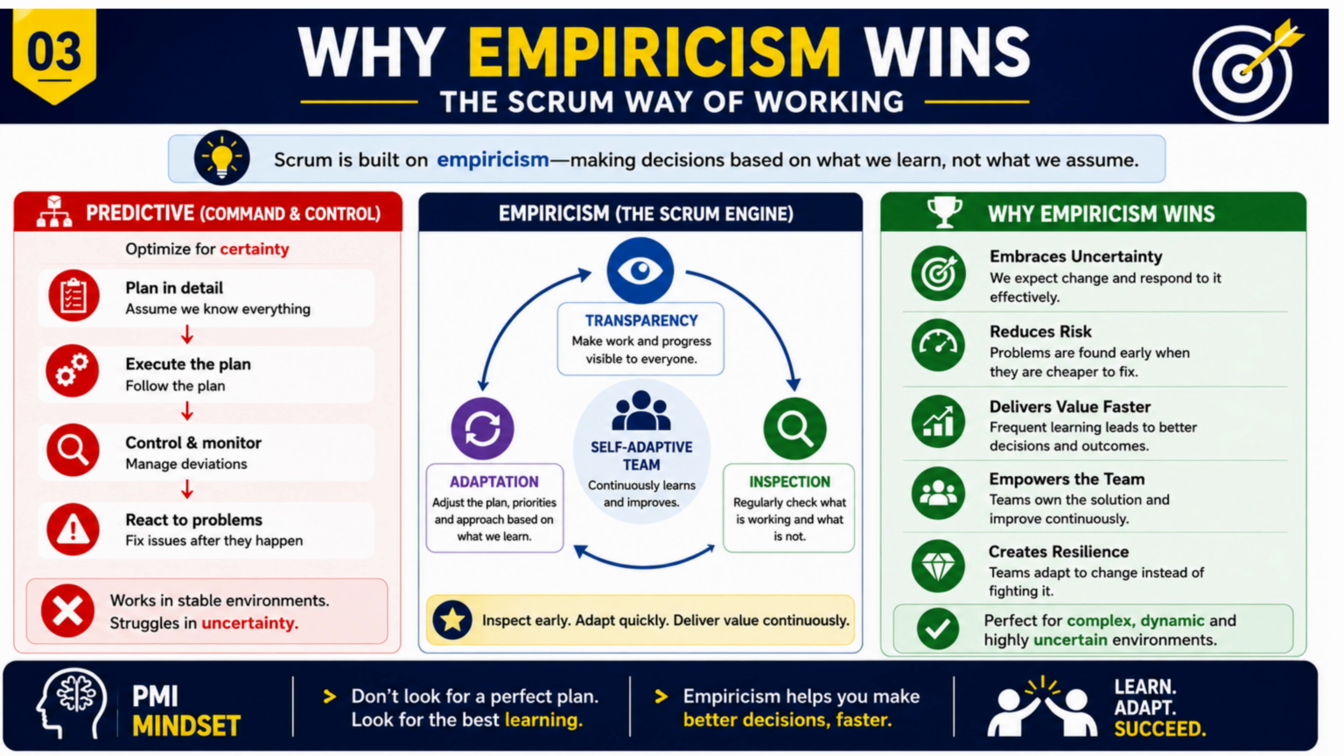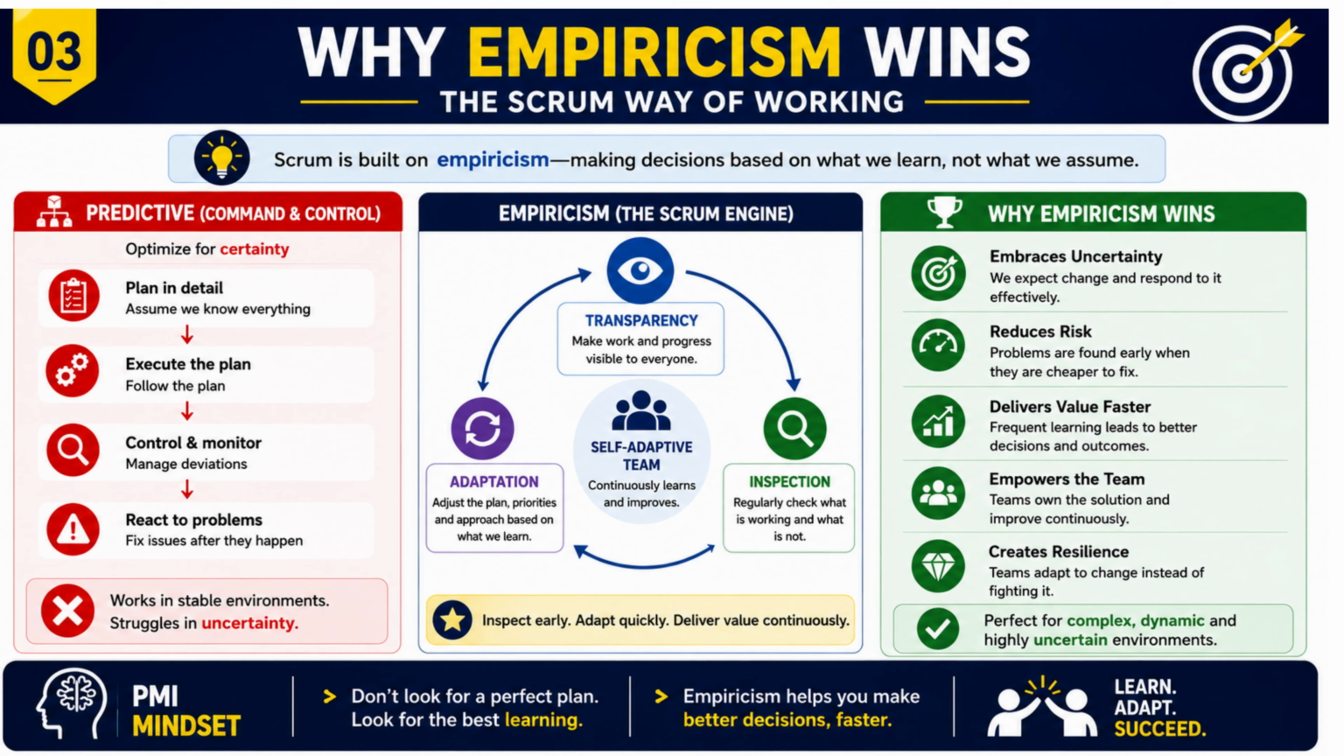Why Empiricism Wins, the Scrum way of working. One of the biggest mindset shifts in Agile is understanding why Scrum relies on empiricism instead of predictive planning. Traditional project management works best when the future is relatively predictable. You create a detailed plan, execute it, monitor progress, and correct deviations from that plan. This approach aims to optimize for certainty.